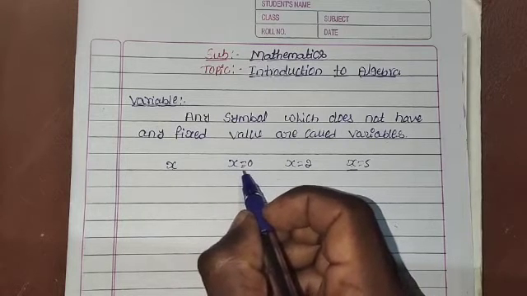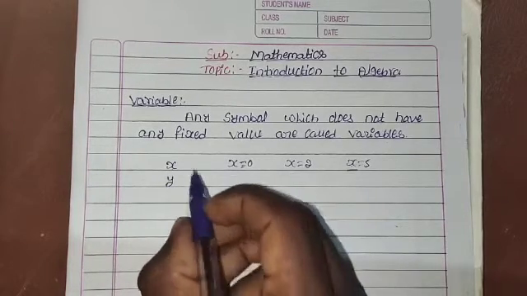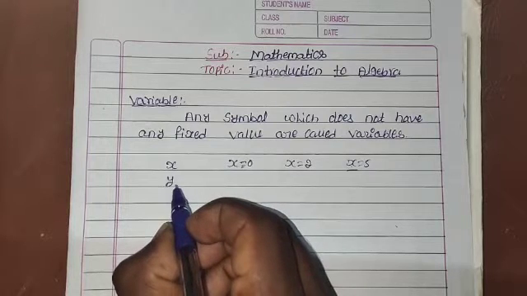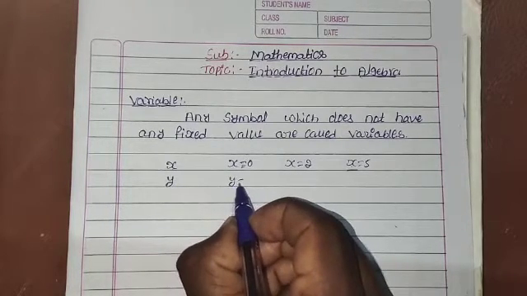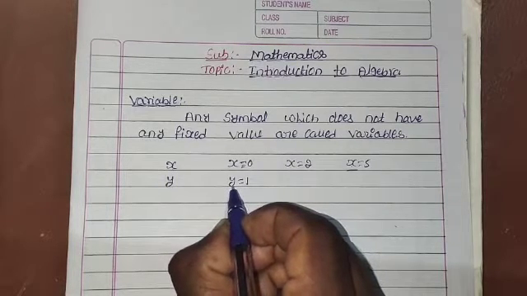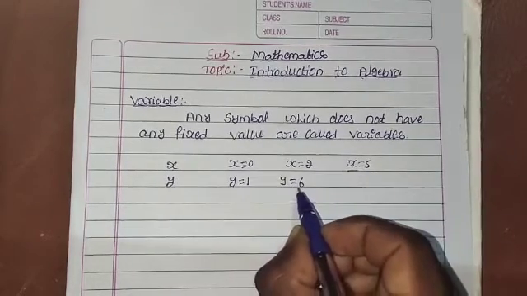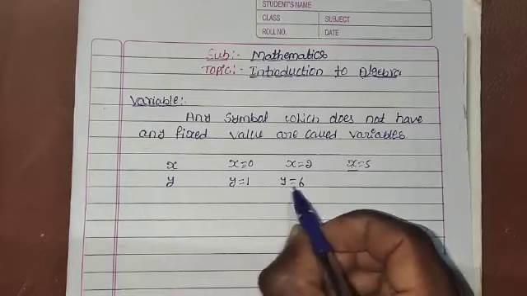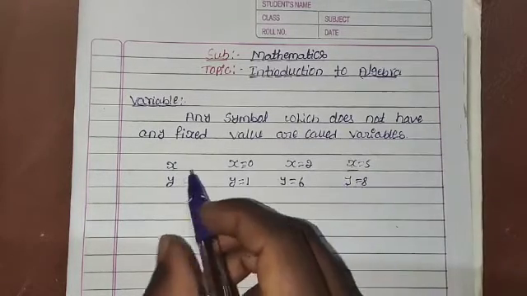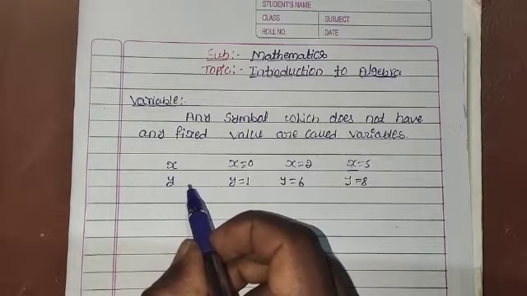Variables are symbols which do not have any fixed value. For example, I'll take Y. Is there any fixed value for Y? No, it does not have any fixed value. If we take Y equal to 1, its value is 1 only. If we take Y equal to 6, its value is 6. If we take Y equal to 8, its value is 8. Like this, symbols which do not have any fixed value are called variables.